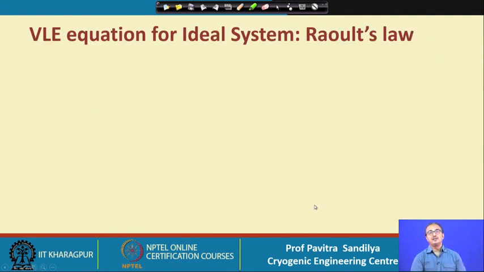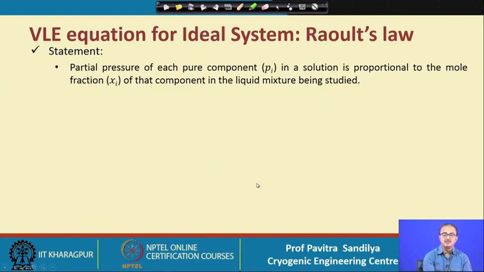Now, first we come to the ideal system. For ideal systems, we have a particular law which is called Raoult's law. Let us see the statement of this vapor liquid equilibrium system for ideal cases. It says that the partial pressure of each pure species, given by small p with a subscript i, in a solution is proportional to the mole fraction of the component in the liquid mixture being studied. As we know, the partial pressure is the pressure exerted by a species in a vapor mixture if it had been occupying the same volume at the same temperature as the mixture. So, that partial pressure is proportional to the mole fraction of the same species in the liquid solution.